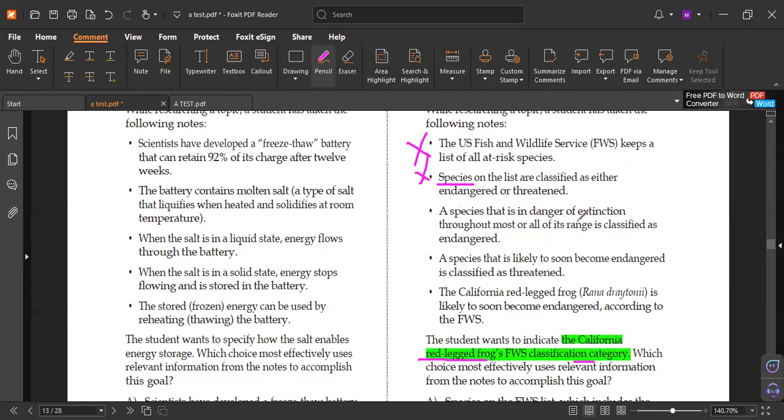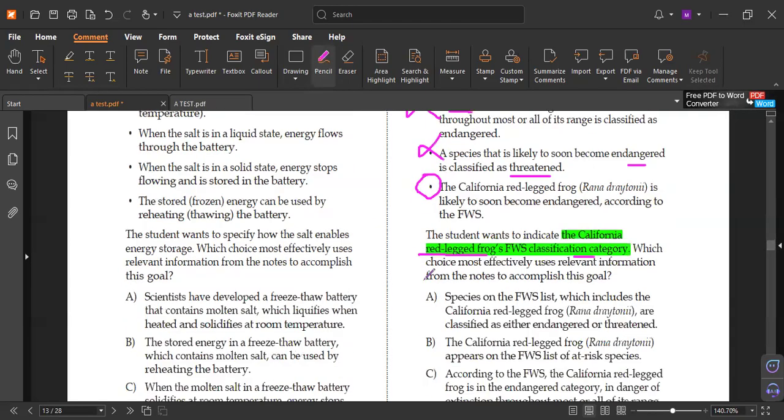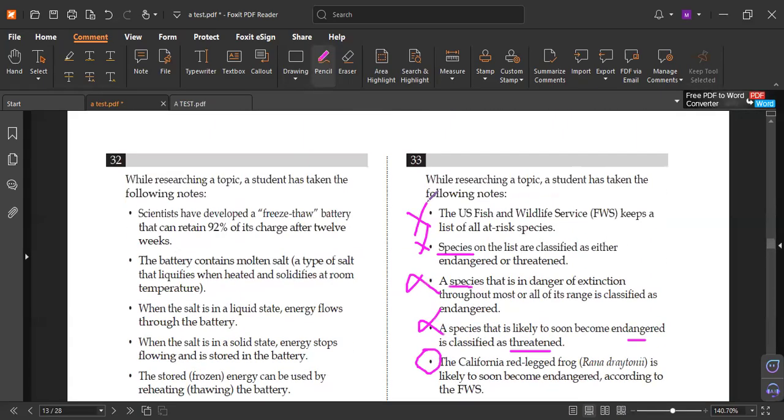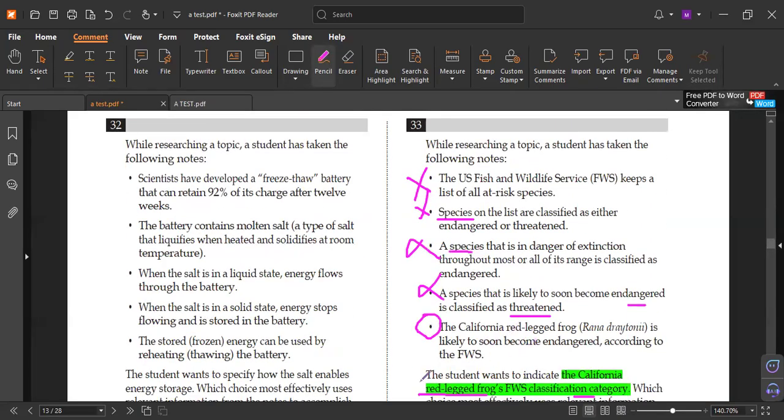A species endangered for extinction throughout all of its range, do we mention anything here? No, so don't. A species that is likely to soon become endangered is classified as threatened. Do we have anything here? That means your answer must be here, so find what is mentioned there. You need to read it very carefully. Yes or no? That's it. So I need to focus on what is mentioned there.